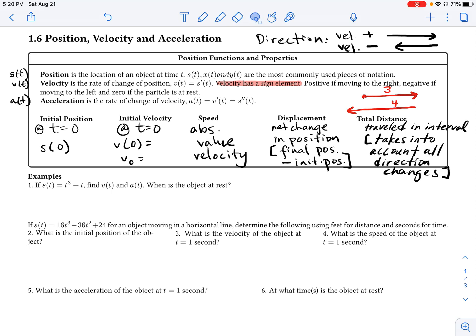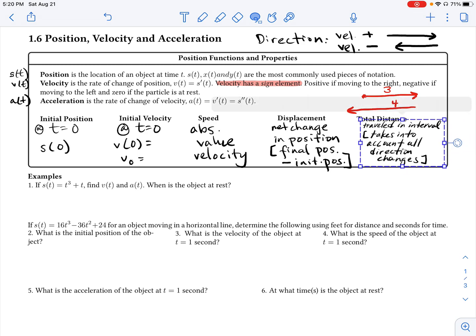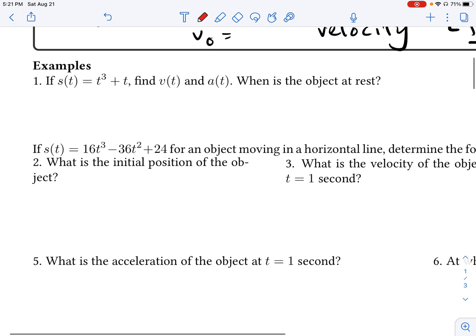And I think it'll be most helpful if we start looking at a couple different problems here, just to think a little bit about these problems, or these concepts, I should say. So let's look at a few of these examples. So let's start working through them.